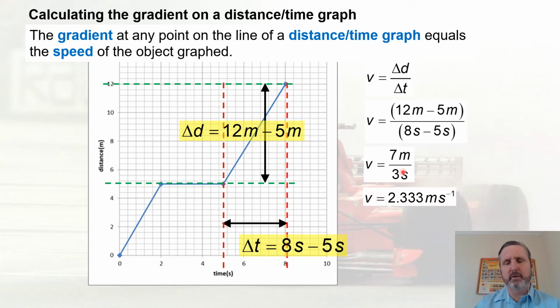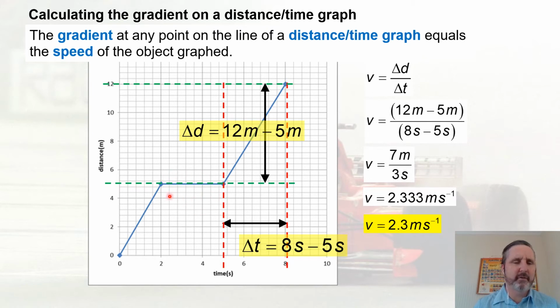The velocity or the speed for this object is 2.33 meters per second. Or if we round this to two significant figures, the speed is 2.3 meters per second. Now we could calculate the speed for any part of a straight line on this graph.